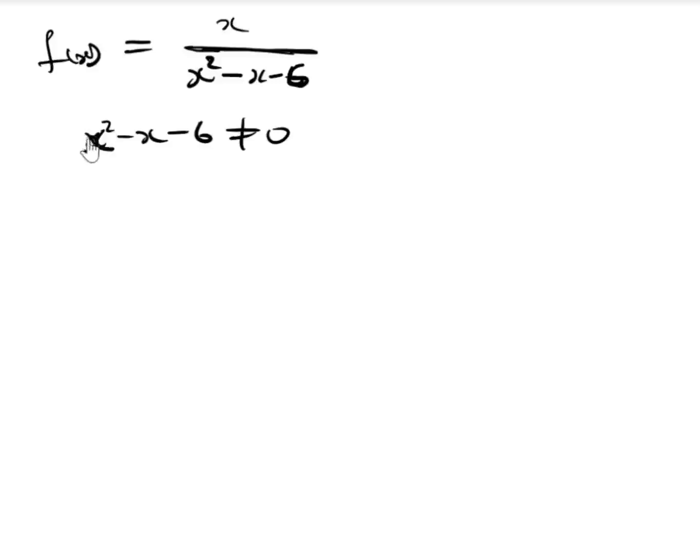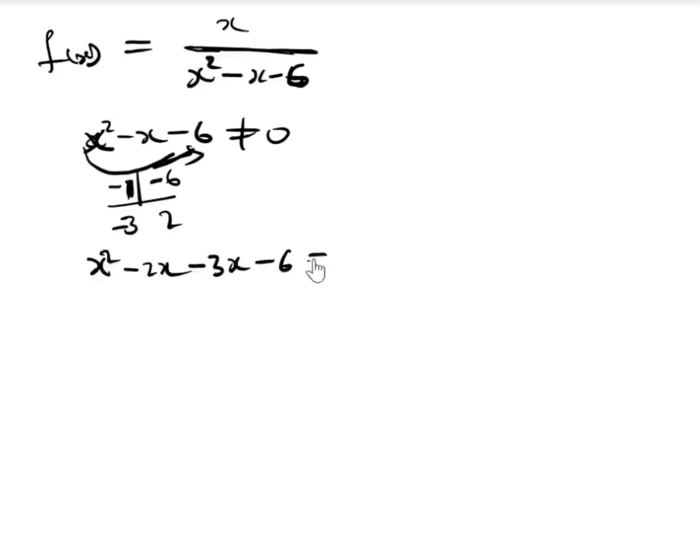The coefficient of x squared here is 1, and the constant here is minus 6. Therefore, we have to look for two numbers that, when we multiply them, give us minus 6, and when we add them up, give us minus 1. It is minus 3 and 2. Minus 3 multiplied by 2 will give me minus 6, and minus 3 plus 2 will give me minus 1. Therefore, I have x squared minus 3x plus 2x minus 6 is not equal to 0.